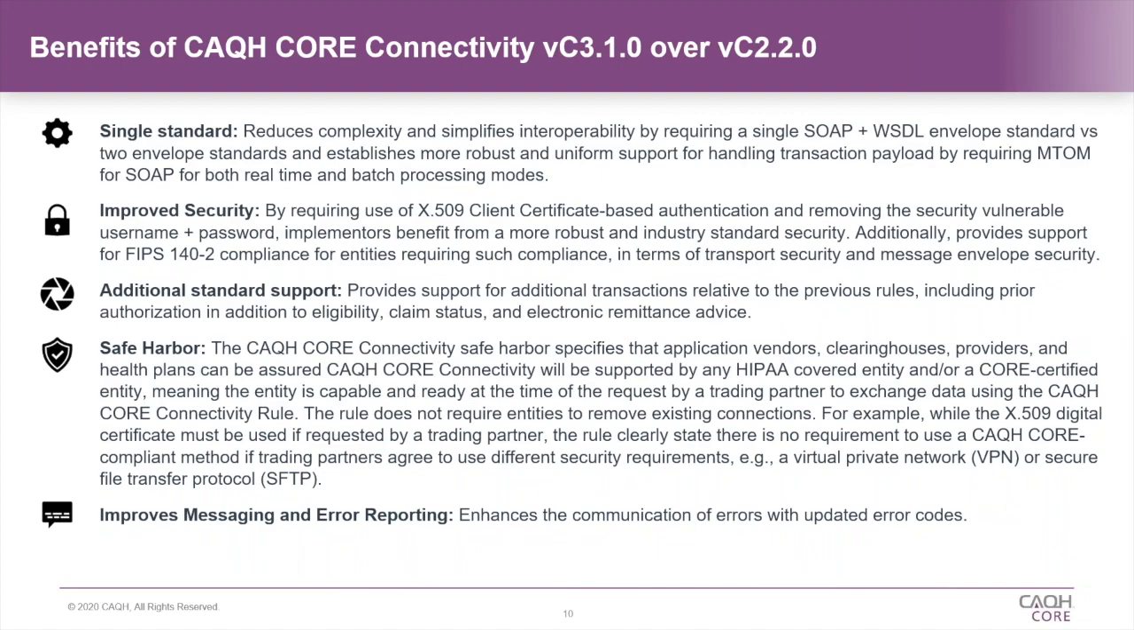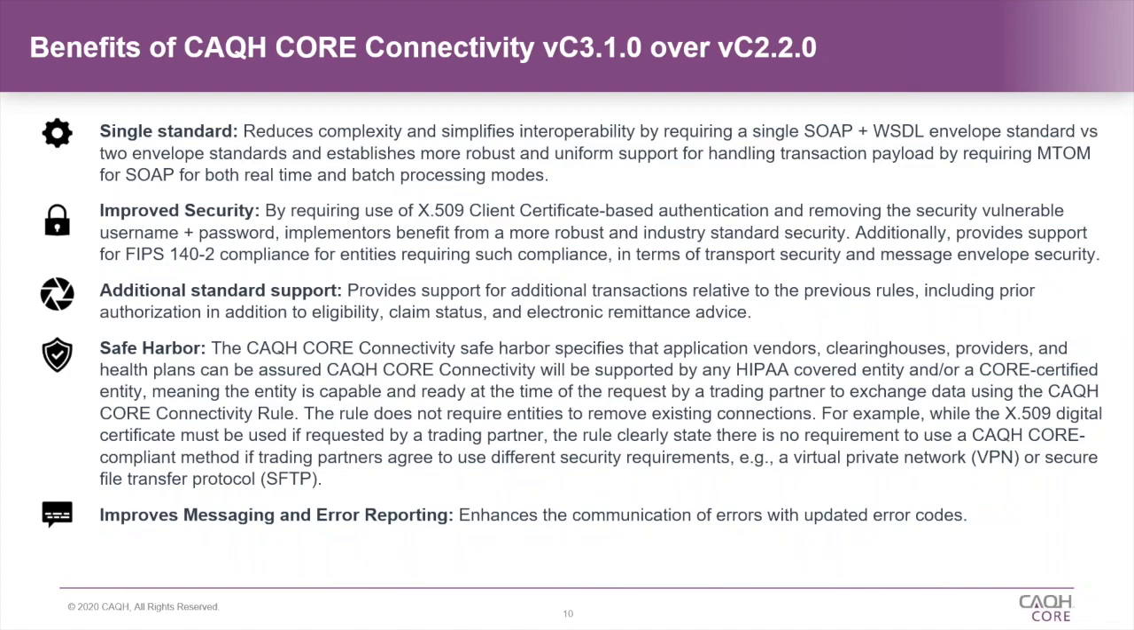Again, this rule does not require entities to remove existing connections. Those can be maintained. For example, while digital certificates must be used if requested by a trading partner, the rule clearly states that there is no requirement to use a Core Connectivity method if trading partners agree to use a different security requirement. For example, a VPN or SFTP. Again, existing connectivity methods can continue to be used and supported.